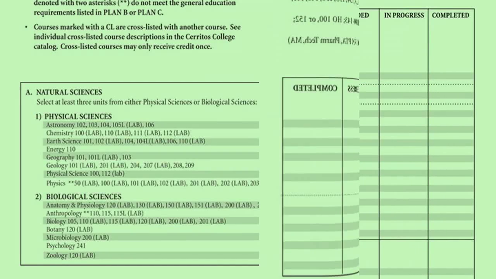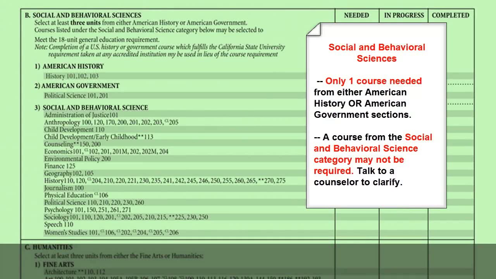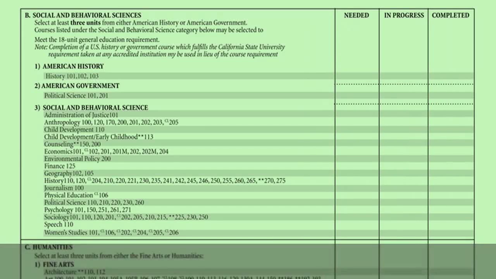In the next category, Area B, it's social and behavioral sciences. You have to select one course from either American history or American government. In the next area, social and behavioral sciences, it depends on how many units you have, whether or not you need to take a class from this category. So I want to encourage you to meet with a counselor to determine whether or not you're going to have to take a class from this area.